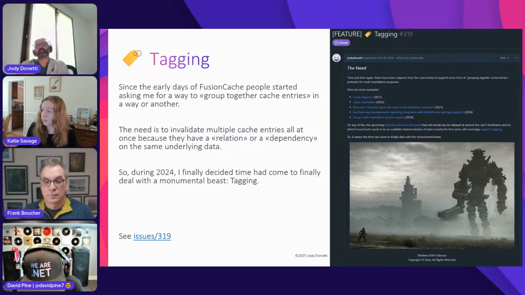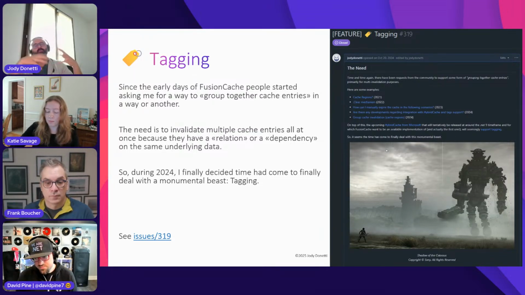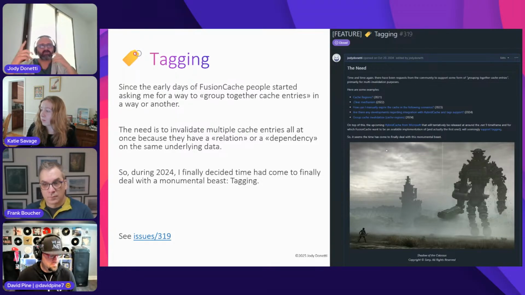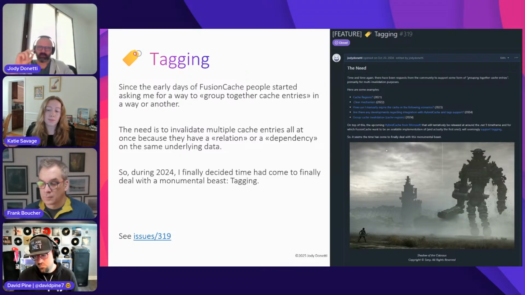But basically, a lot of people asked me for a way to group together different cache entries. So to, in a way, logically link them together and then be able to invalidate them at the same time. Some call them cache regions, which has some pros and cons. Others, of course, tags. Others have other different designs, but basically that was it. So during 2024, I decided, okay, let's tackle it.